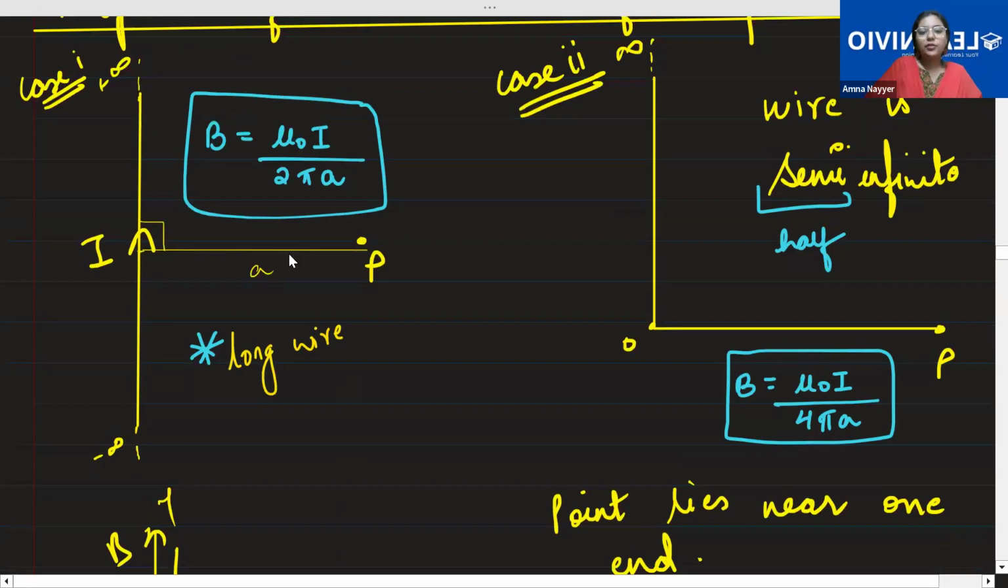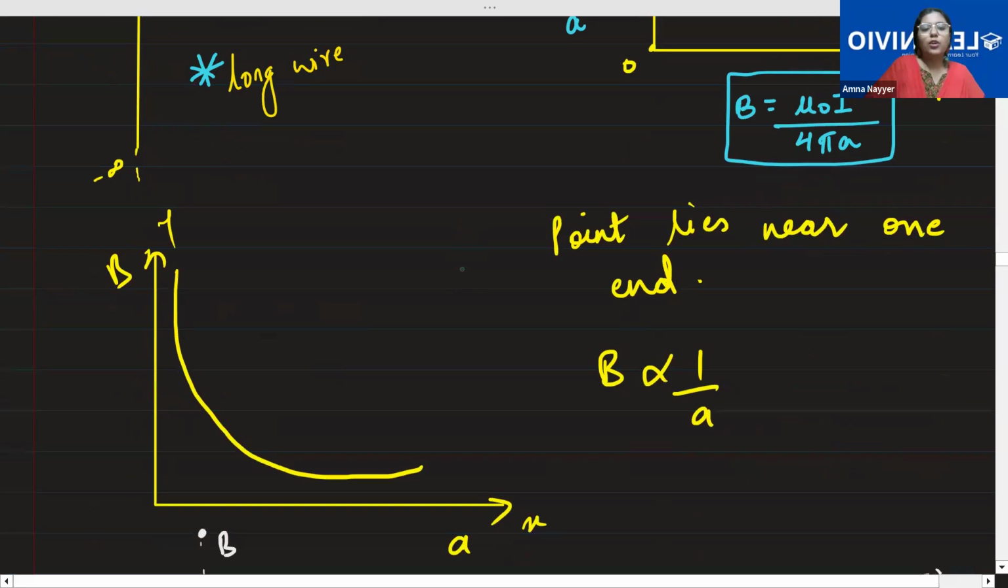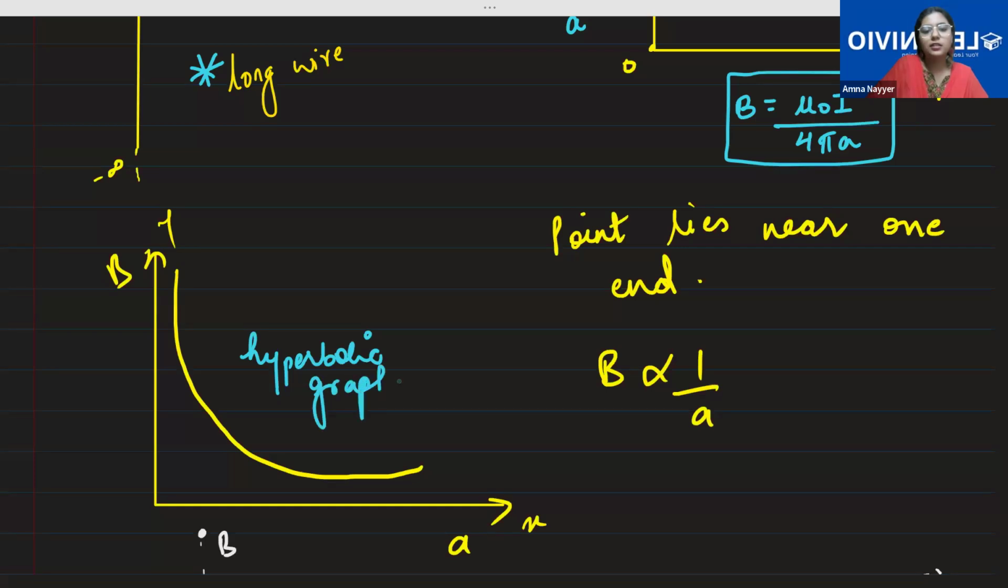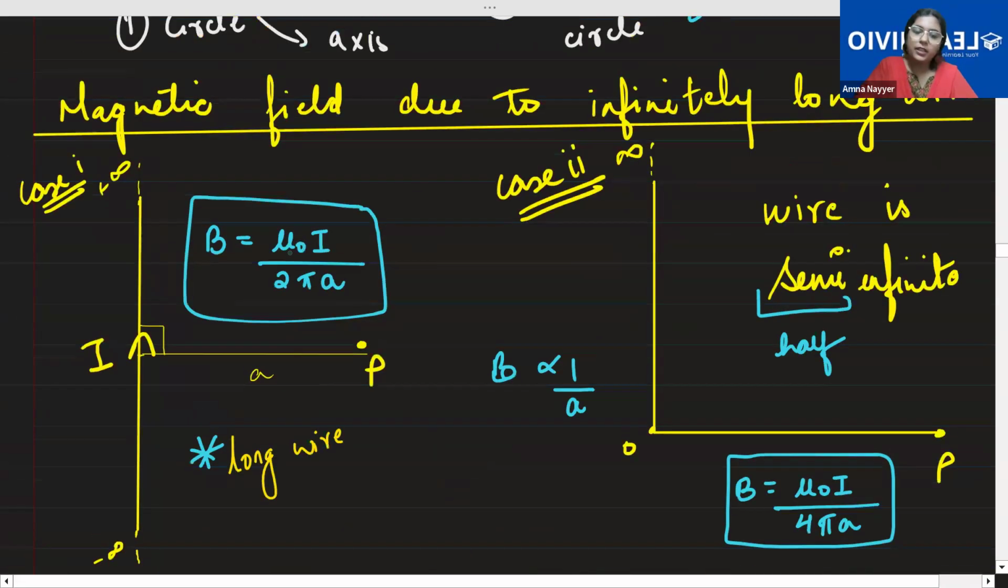In both the cases, if you notice, the magnetic field is inversely proportional to the distance. So here you get a hyperbolic graph, because they are inversely proportional. Whenever y is inversely proportional to x, you get a hyperbolic graph. Okay, you write down these and we'll practice a few numericals from this. Please start. Yes, ma'am.